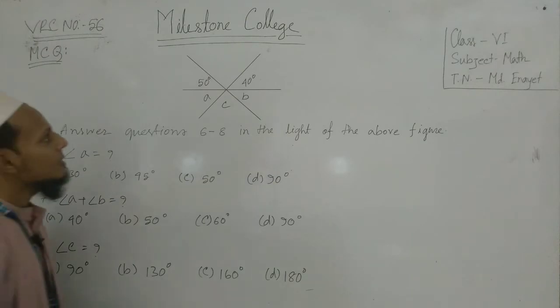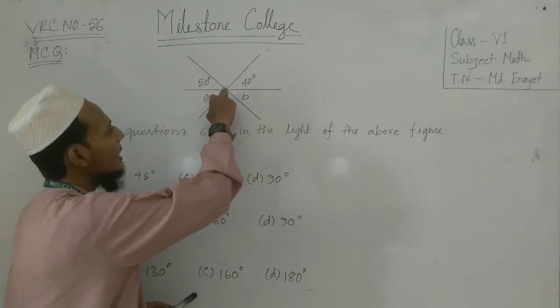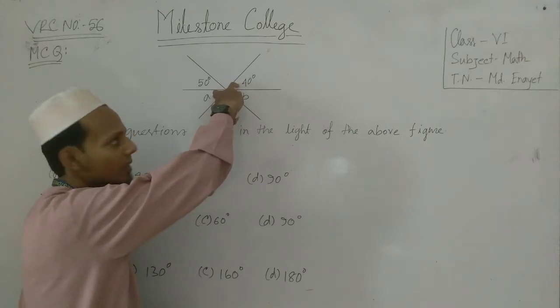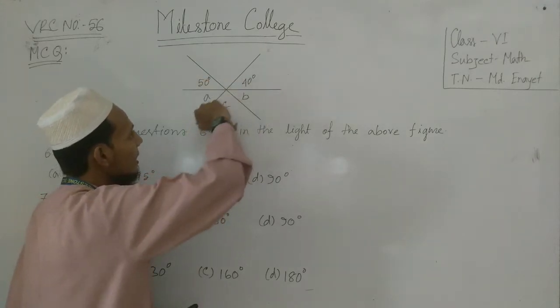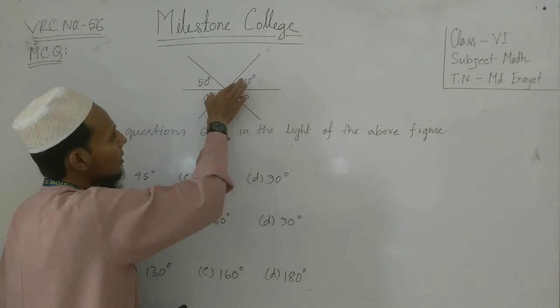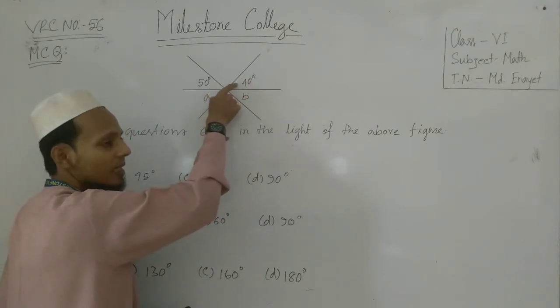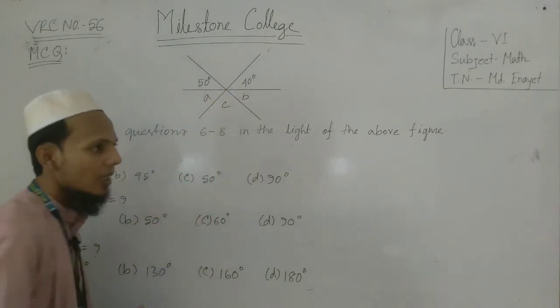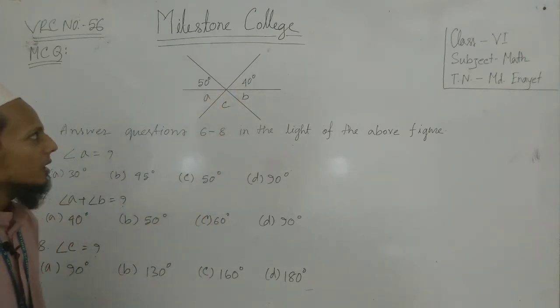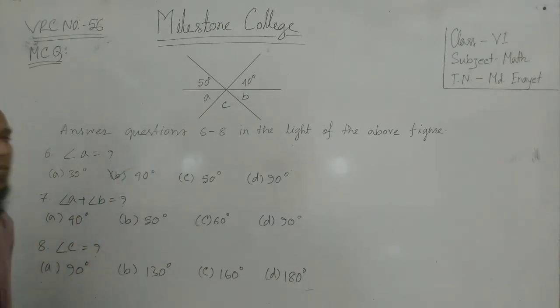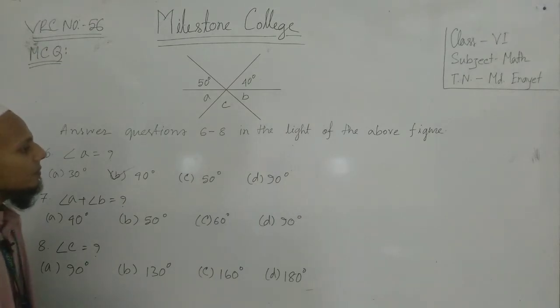In the figure you can see that this angle A and this 40 degree angle are vertically opposite angles, isn't it, my dear students? This one is a line and this one is another line. So, they are vertically opposite angles. So, as this angle is 40 degree, angle A will also be 40 degree. So, here the correct answer is B.